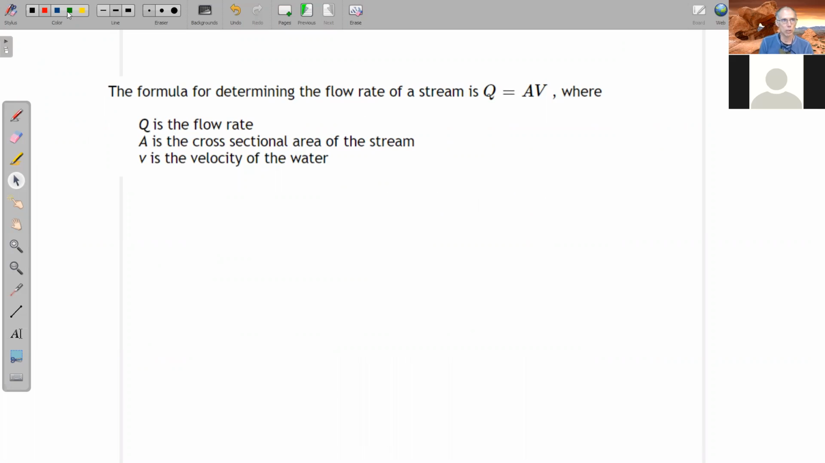So in the sentence below this one, we were told that the speed, the velocity of the water, is measured in meters per second, which is often abbreviated as M for meters divided by S for seconds. The area is going to be measured using meters again, but an area has to be like squares, so square meters, which we often write as M squared or meters squared.